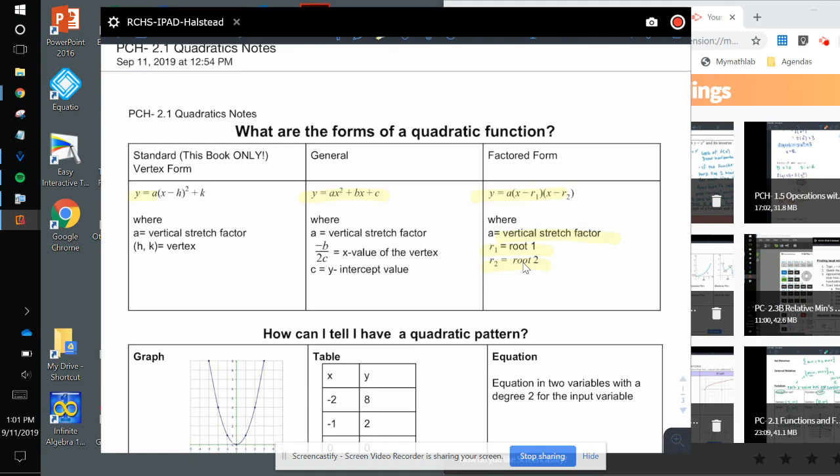I also like my equation in vertex form, which tells us, of course, where the vertex is and what our stretch factors are. It's really important that you remember that in this book, standard form is vertex form. Okay, standard form is vertex form.